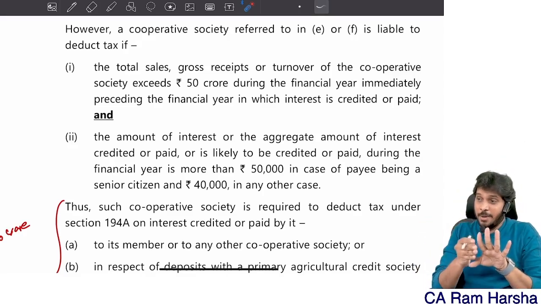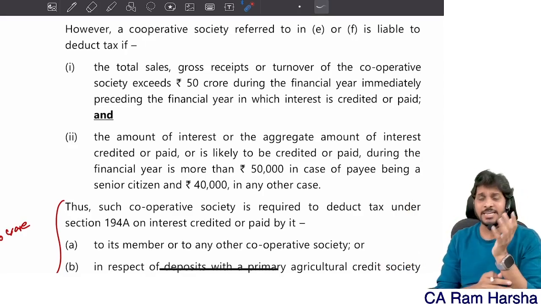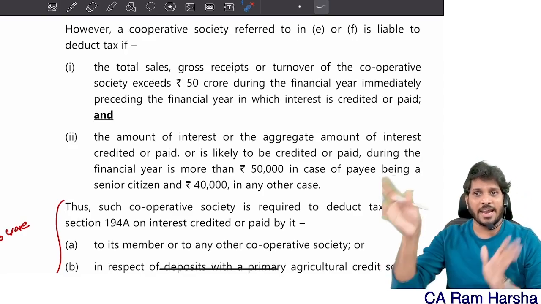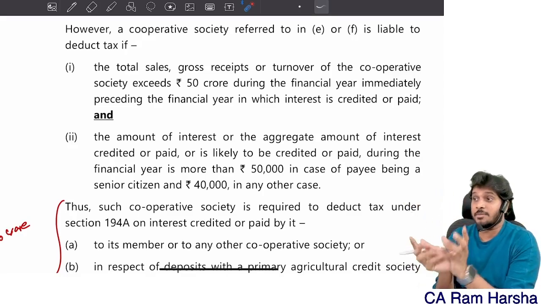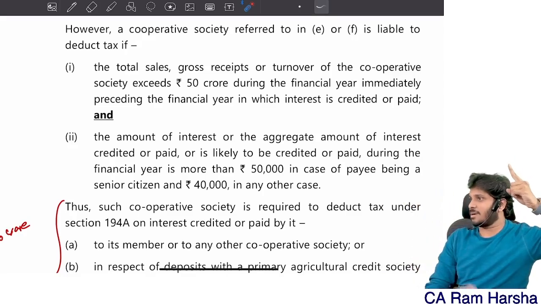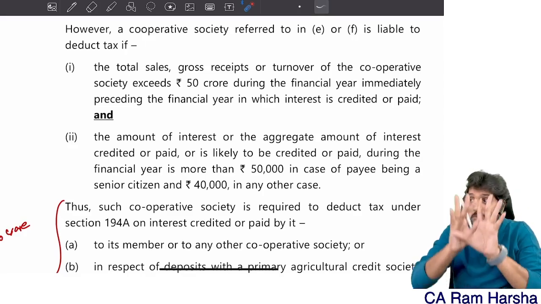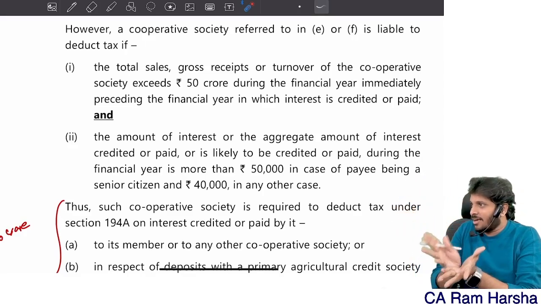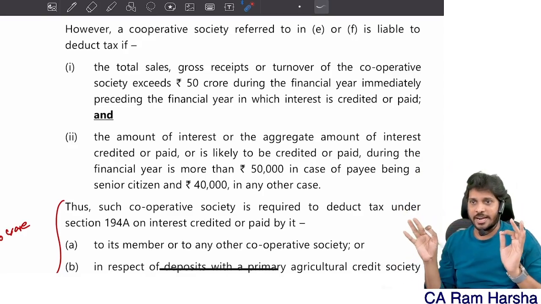Or if a society pays interest to another society, TDS will not apply. Interest paid by a cooperative society to another cooperative society, TDS will not apply. This exemption is not applicable for cooperative banks. By the way, remember, cooperative banks no exemption. 40,000, 50,000 limit as usual. Normal cooperative societies are there, right? If they are paying interest to members or they are paying interest to another society, no TDS.